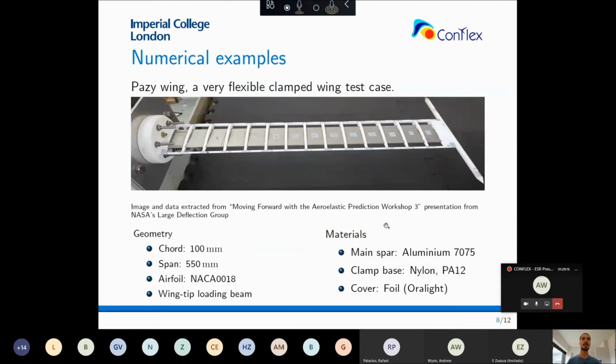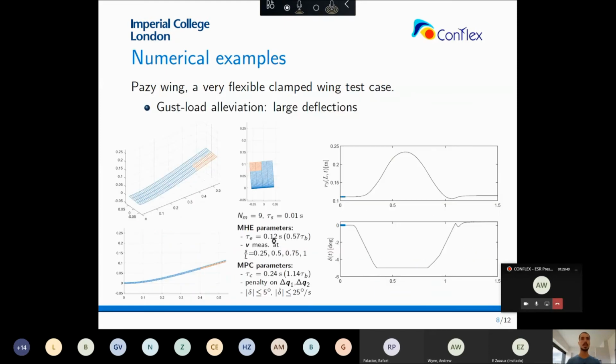So now we move to the numerical example section. For that, we will apply this methodology to the PASI wing, which is a very flexible clamped wing bench test, which has been constructed at Technion University, which has these geometrical characteristics. So it has a span a bit more than half a meter and a chord of 0.1 meter. And we first do a gust load alleviation problem.